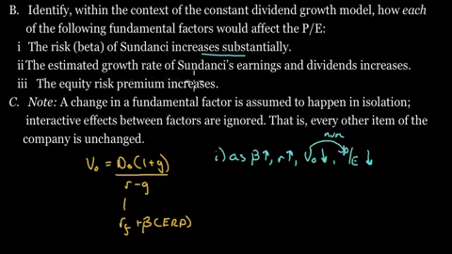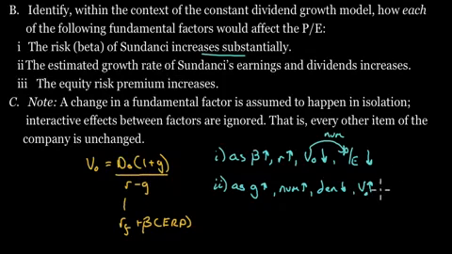Number 2, the estimated growth rate of earnings and dividends increases. So let's have a look at this one. As G increases, what's going to happen? The numerator here is going to increase. What's going to happen to our denominator? The denominator will decrease. What will happen to V naught? Numerator increasing, denominator decreasing, V naught will increase. And since V naught is the numerator in the PE, what will happen to the justified PE? It will increase. So this is saying that a higher growth rate can justify a higher price earnings multiple. There's nothing surprising about that statement at all.